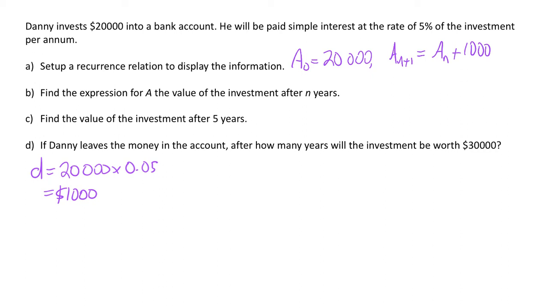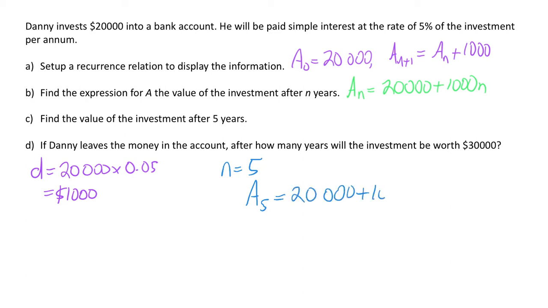Alternatively, I could write a rule that will allow me to calculate the balance in a specific period of time. So that rule would be An is equal to my starting amount, so 20,000 plus 1,000 times n, being the number of years into the future. So now that I have that rule, I can have a look at C and D. So C is asking me to find the value of the investment after 5 years. So that's going to be when n is equal to 5, what is the value of the investment? And I can find that by substituting it into the rule.